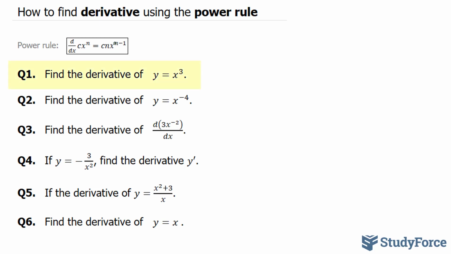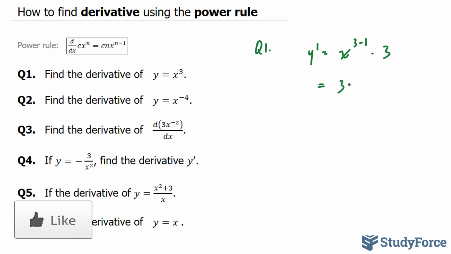That being said, in question 1 they want us to find the derivative of y is equal to x to the power of 3. So for question 1, we have an n value of 3 and our base is x. We'll take this 3 and subtract it by 1, where we end up with y prime, which represents the derivative of y, is equal to x to the power of 3 minus 1 times your n value, giving you 3x to the power of 2. It's as simple as that. Let's move on to question 2.